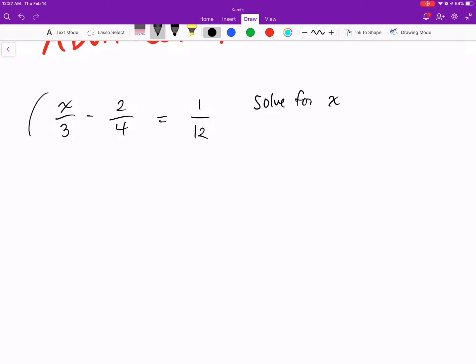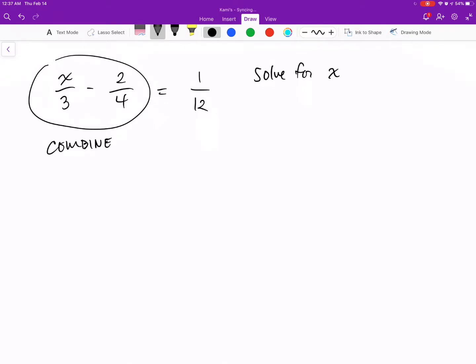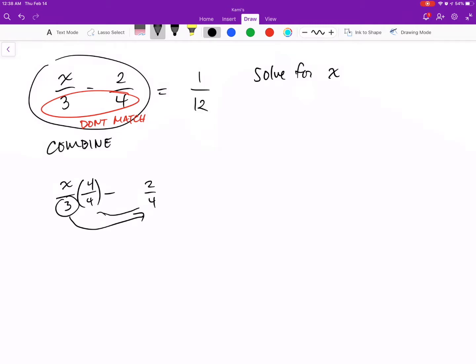So how should we solve for x? Why don't we combine this fraction first? Maybe it might give us some tricks, right? So combine. Do they have matching denominators? They do not. Okay, so remember, we have x over 3 minus 2 over 4. We're going to multiply this side by what it doesn't have, so that's going to be 4 over 4, and this side doesn't have 3, so we're going to multiply this by 3 over 3.